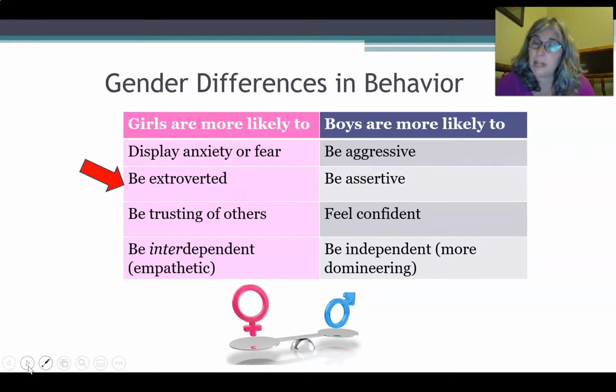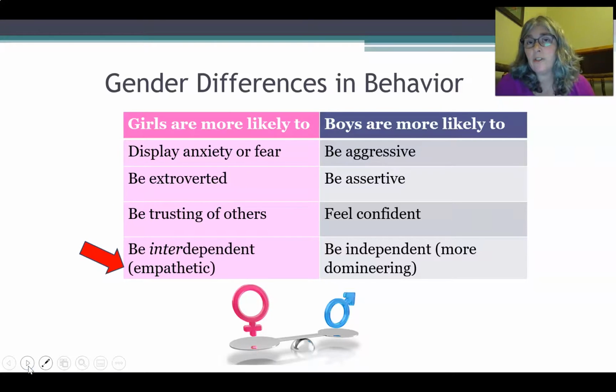Girls are more likely to be extroverted, so they're more sociable. Girls do tend to be more trusting of others and more trusting of authority figures. So they are better at taking orders. They're better in the classroom when they're being told what to do about following those instructions.